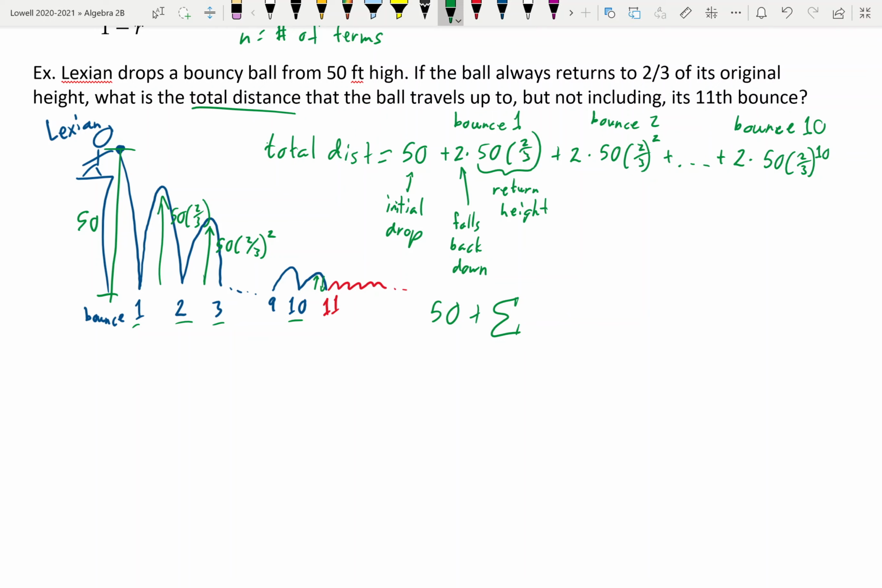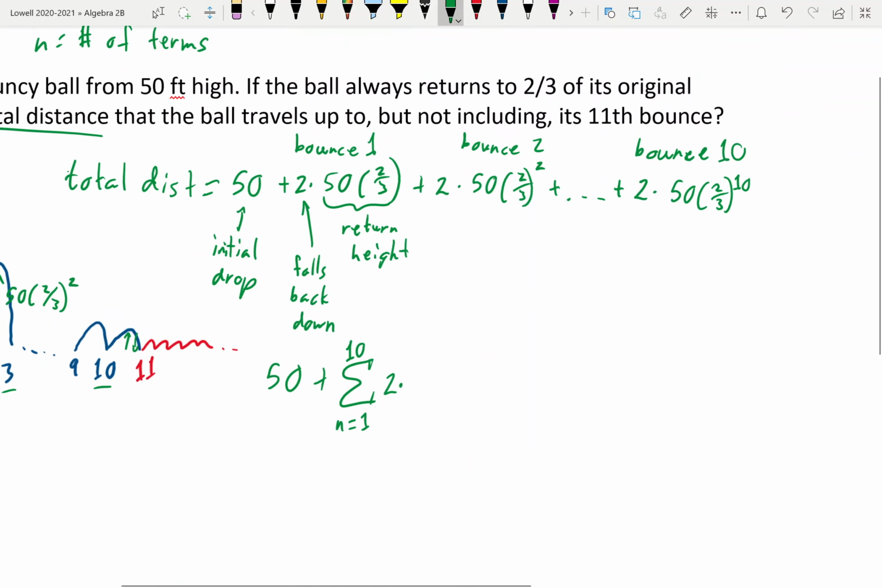to account for the initial drop height. So in this one over here, since we're starting off at bounce number 1, I think it makes sense to have our counter start at 1, up to bounce number 10. And it's going to be, well, let's see what always stays the same in this series here. Well, there's always a 2. There's always a 50. And the only thing that changes is how many 2/3 we're multiplying by.